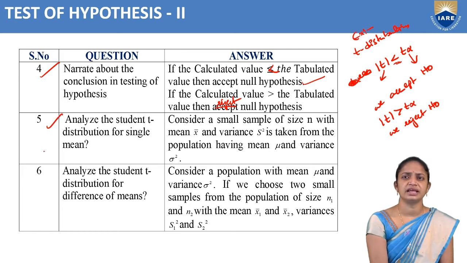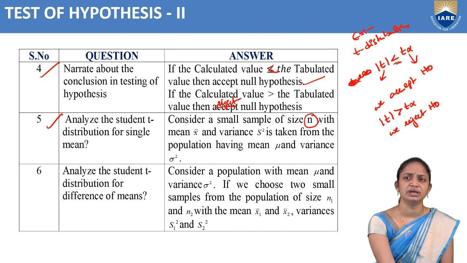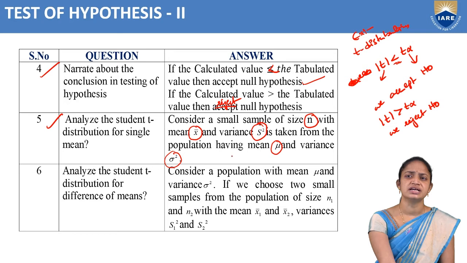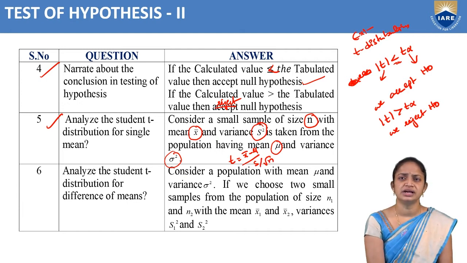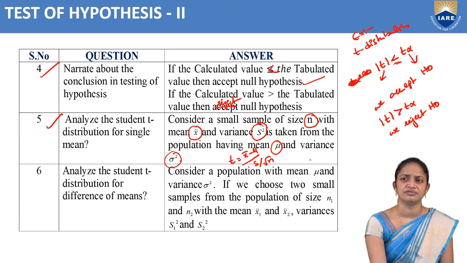Now, analyze the student's T distribution for single mean. Consider a sample of size small n with mean x bar and variance s square taken from the population having mean mu and variance sigma square. Then T distribution for single mean is T equal to x bar minus mu by s by root n. So this is the formula for student's T distribution for single mean. Here T alpha by 2, we have to take the level of significance, and T alpha at nu equal to n minus 1 degrees of freedom.